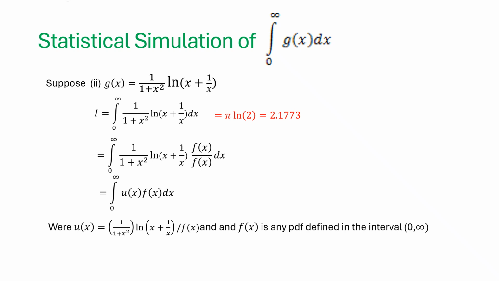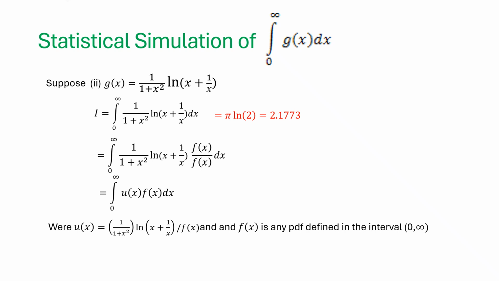Okay, here, in general, the integral from 0 to infinity of g(x) dx, where g(x) is a complex function. So this integral may not be known. Yes, this integral is also known. So the actual value of the integral is pi times log 2, that is 2.1773. Okay, so let's see how we could do this with statistical simulation.